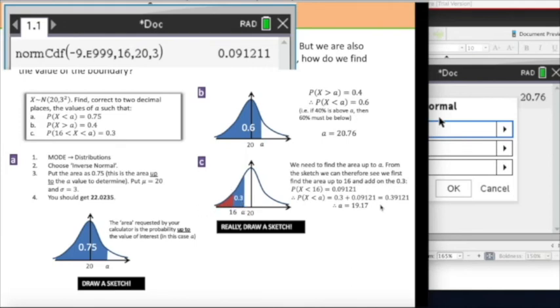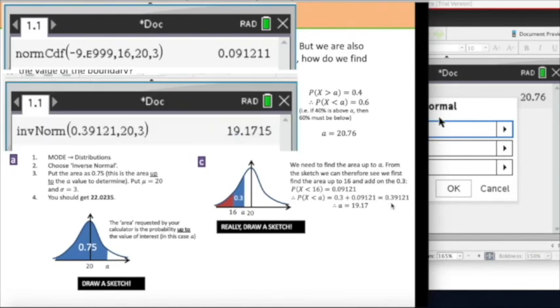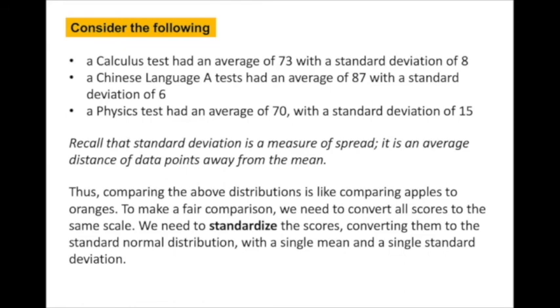Okay, so we do inverse norm of 0.39121. That gives you 19.17. Okay, moving on to this context here.